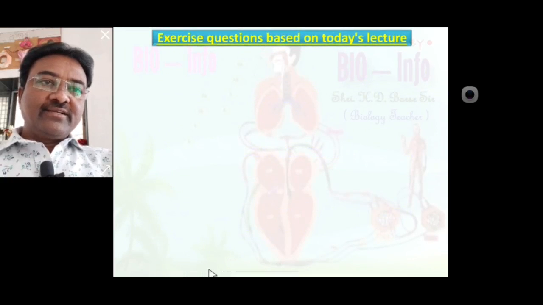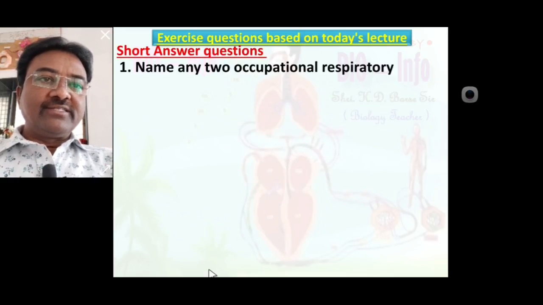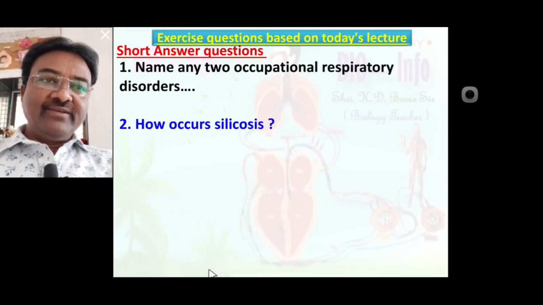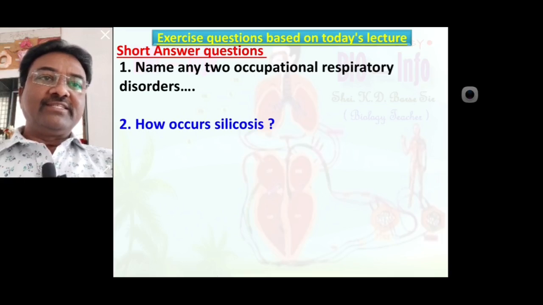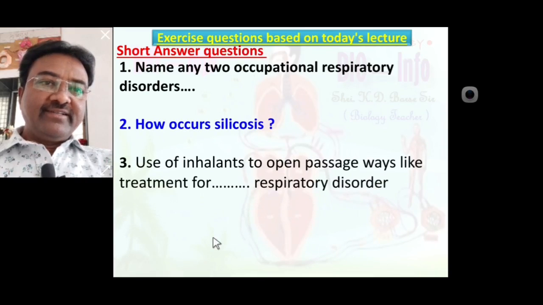Now short answer questions. Number 1, name any 2 occupational respiratory disorders. Yes, silicosis and asbestosis are occupational respiratory disorders. How does silicosis occur? Due to long-term exposure to silica particles at the occupational location, silicosis, one of the serious major respiratory disorders, occurs. Use inhalants to open the passageway is a treatment for which respiratory disorder? Yes, asthma.